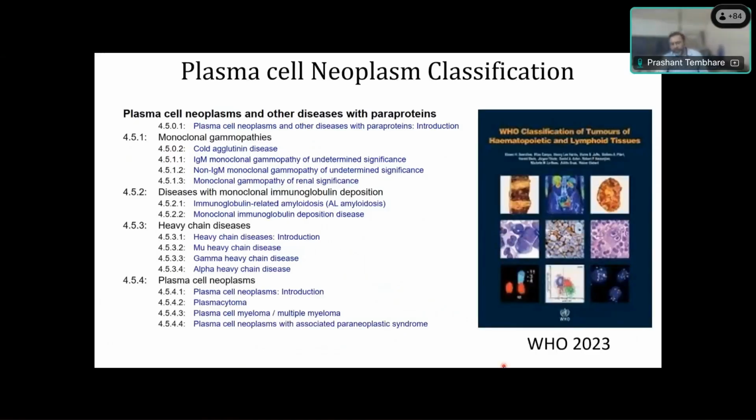Now this is the latest WHO classification you can see there, which shows the different classification of plasma cell neoplasm. There are many entities. Today we will focus more on the plasma cell neoplasm, and what we include is the monoclonal gammopathy part. We'll not cover all of this because it is not possible to cover all diseases, so we'll focus on the plasma cell neoplasm in this.